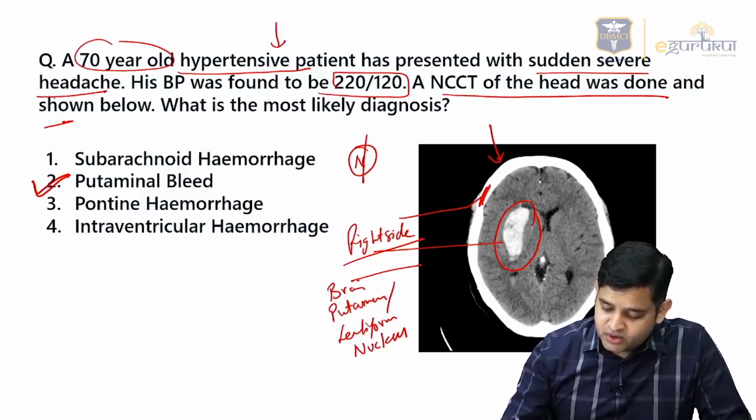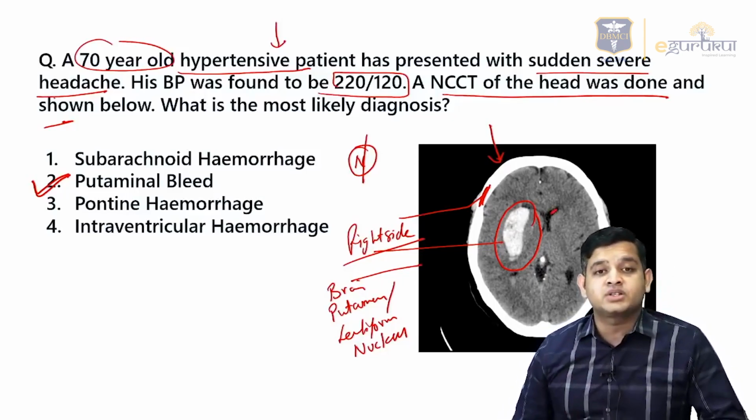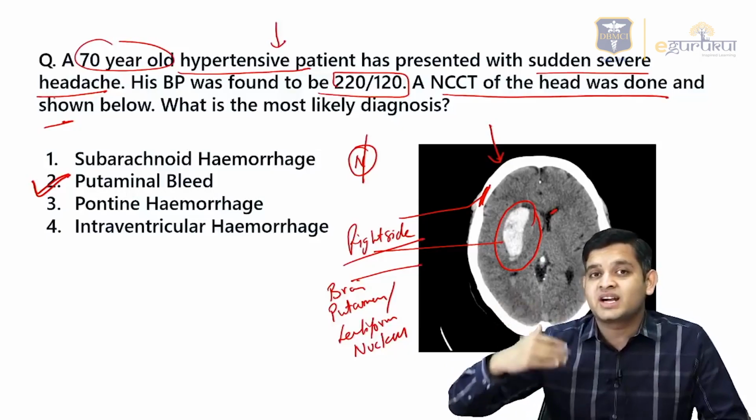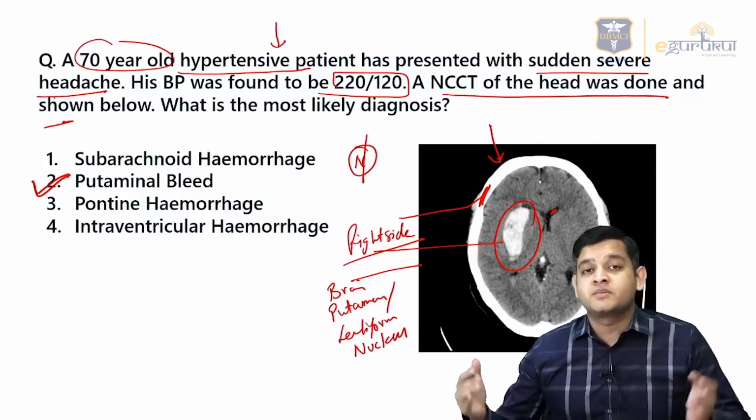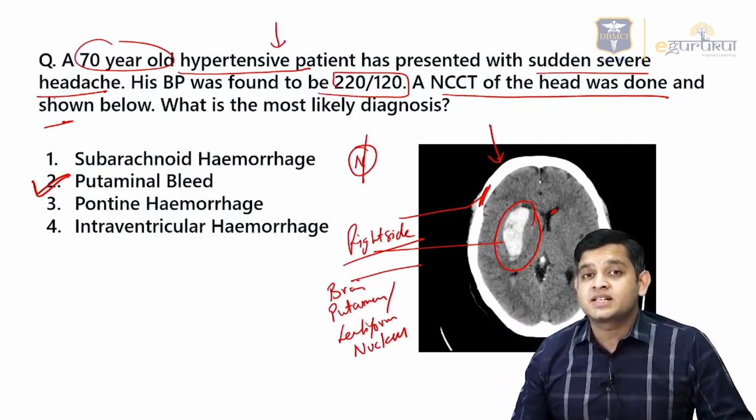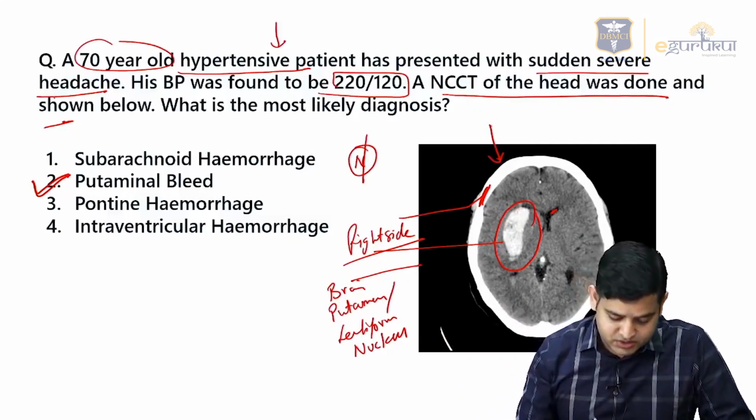This is not an intraventricular hemorrhage. It will be seen in the ventricular system. This is not a section at the level of pons. So this is definitely not pons, and a subarachnoid hemorrhage will be seen as the bleed in the sulcal spaces or in the fissures.